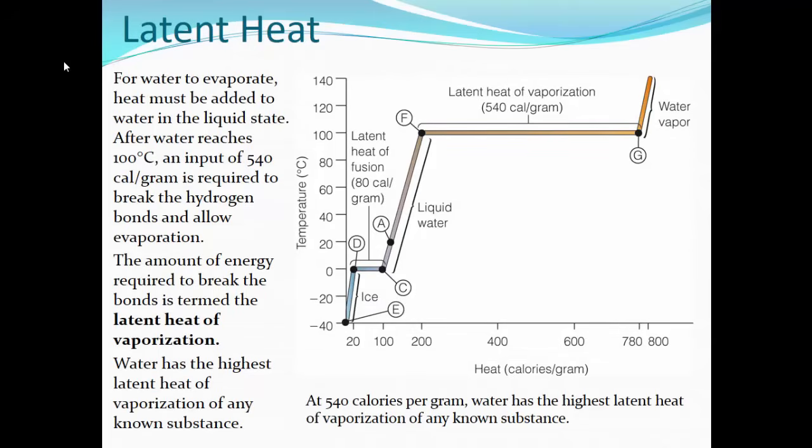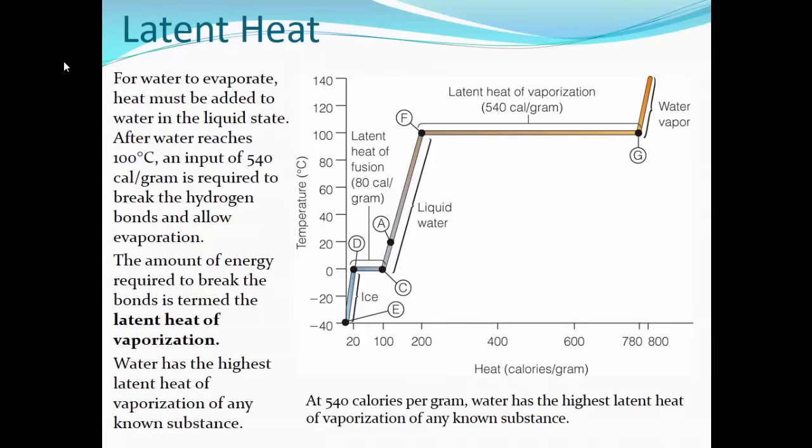All right, this is how it looks on a temperature scale. The x-axis is going to be heat in calories per gram. For every gram of water, it requires so many calories. And on the y-axis, we have temperature from 40 below to about 140. For water to evaporate, heat must be added to the water in a liquid state.